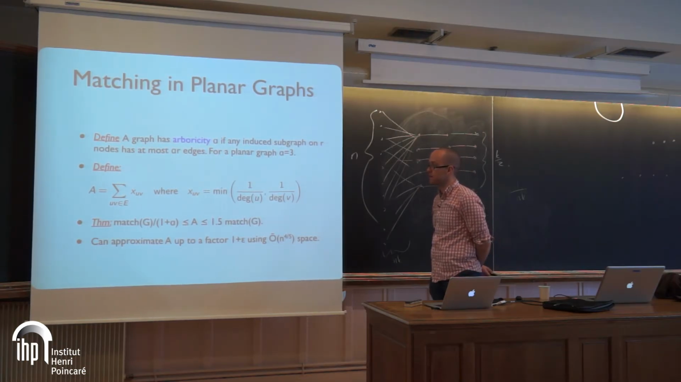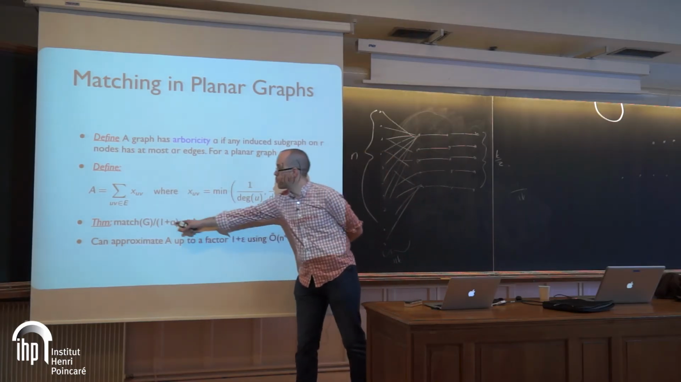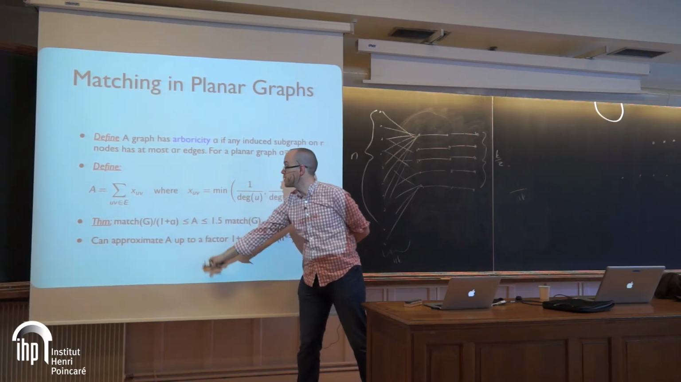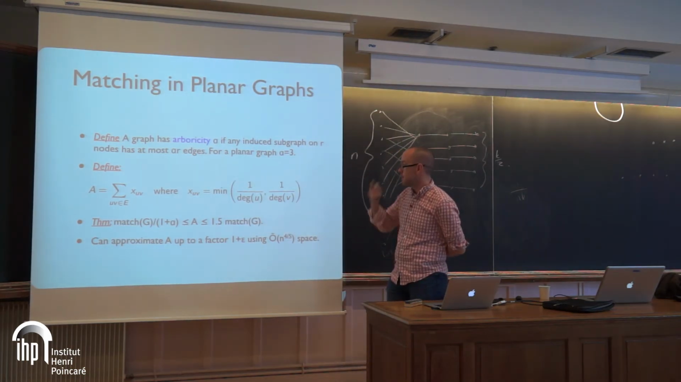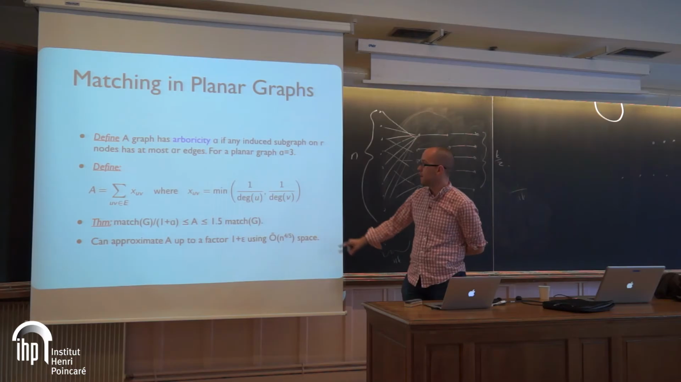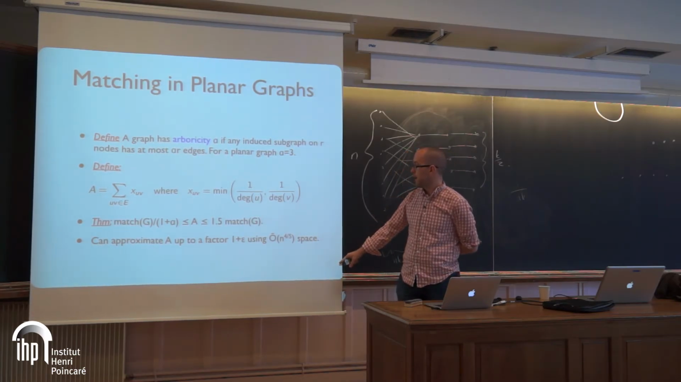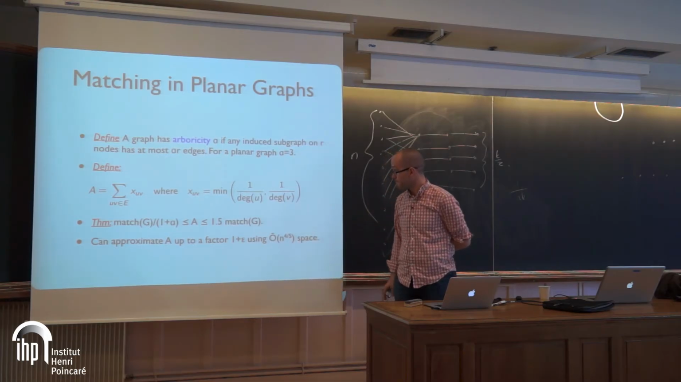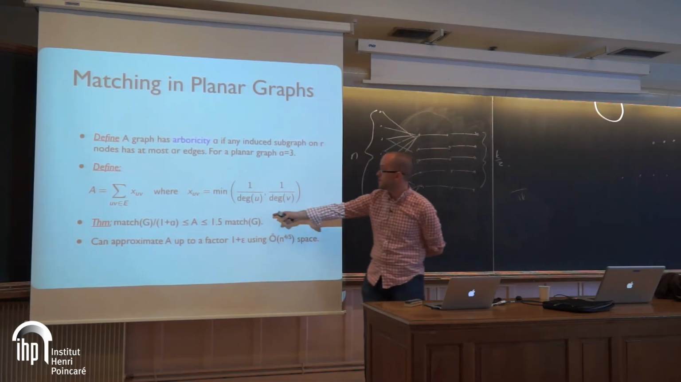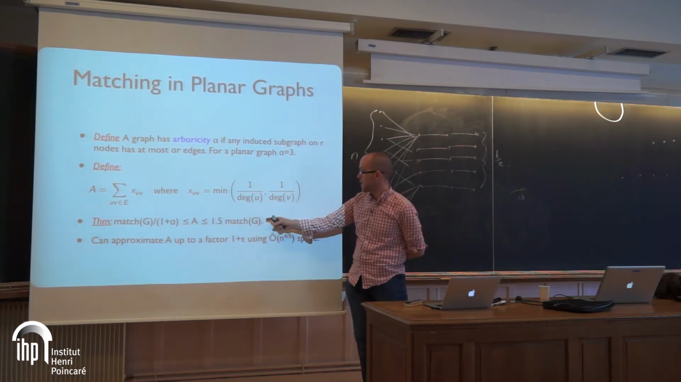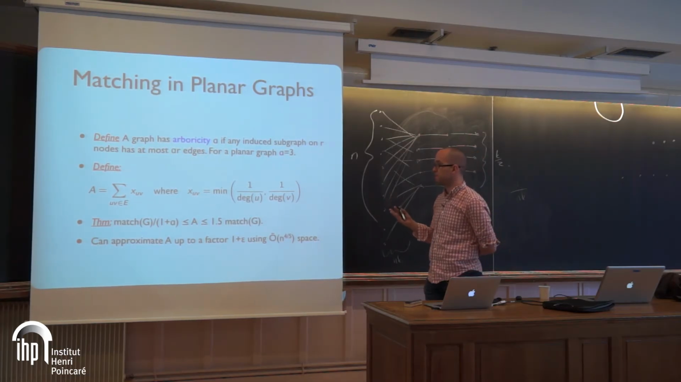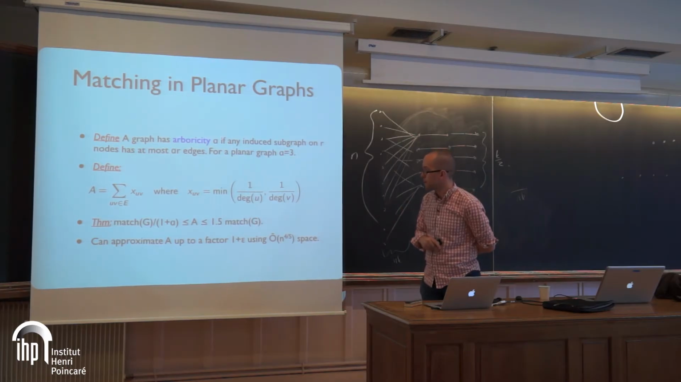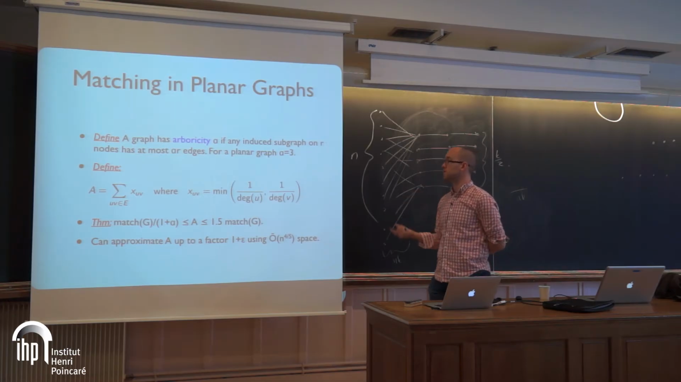So the first thing I'll try and prove is that this quantity A is closely related to the size of the optimum matching on the graph G if G has small arboricity. So for a planar graph, this 1 plus epsilon is 1 plus epsilon and alpha is 4. So A is bigger than a quarter times the size of the matching, and it's at most 1.5 times the size of the matching. This is what I'm going to spend the next two slides on. And you can actually approximate A well, up to a factor 1 plus epsilon, using n to the 4/5 space. So by using this theorem, you get a 6 approximation for matching.